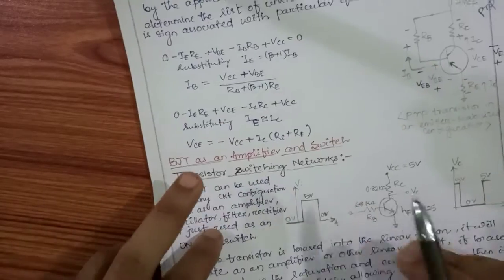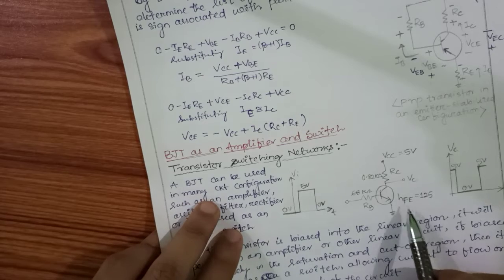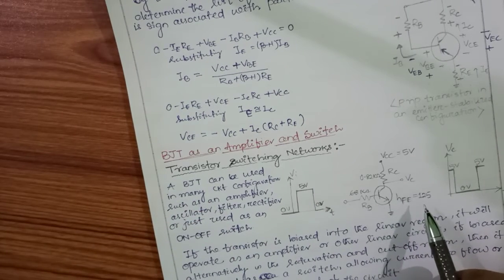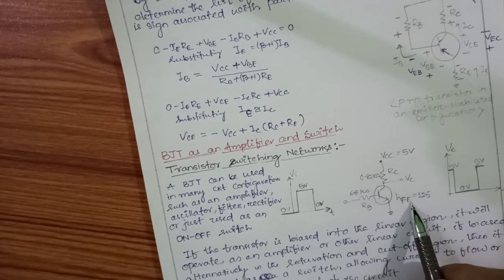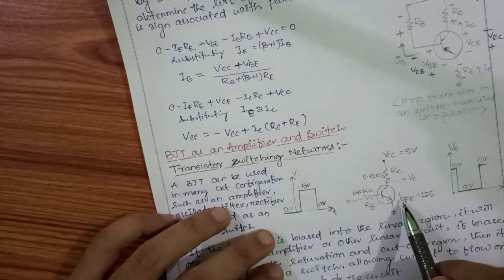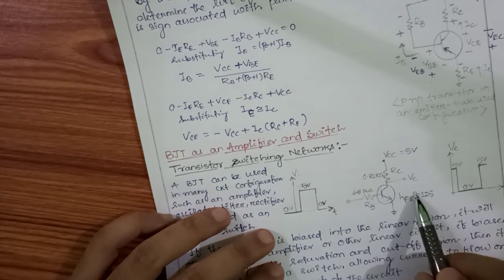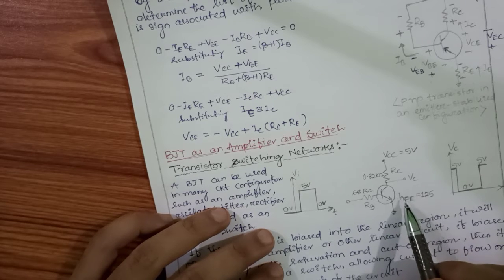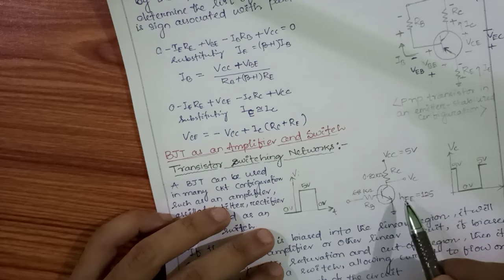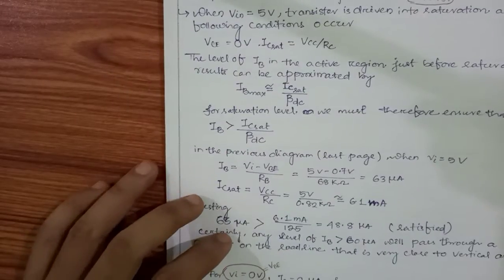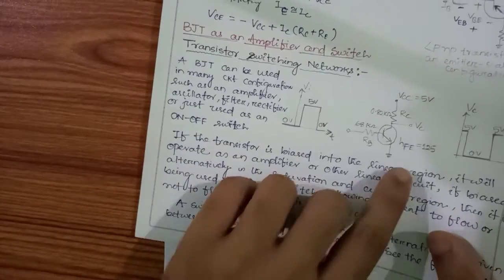Now for this particular question, what is HFE? H is for hybrid, F is for forward current amplification, E is for my fixed emitter configuration. That is nothing but our beta. Capital means it is beta DC. When it is written with small f and e, it means beta AC, that is change in del IC upon del IB. Our beta DC is nothing but IC upon IB for DC values. So here HFE, that is beta, is given as 125.